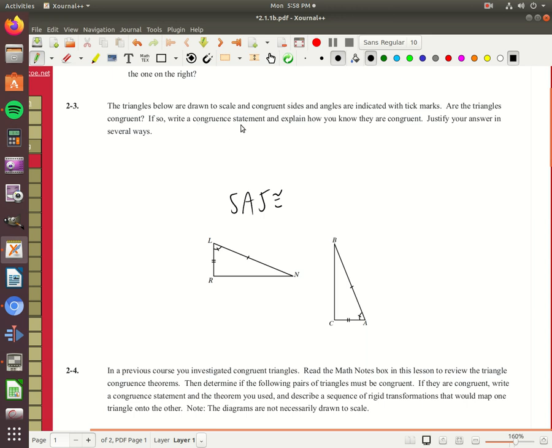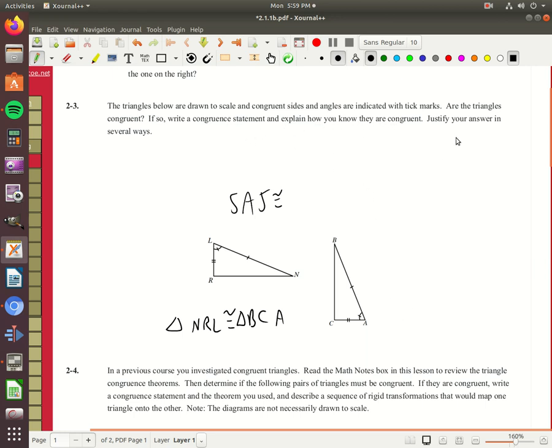Now it tells me to write a triangle congruent statement. So again, it doesn't matter how I start. I'll say NRL just to be a pain. But I know that N is across from 2 ticks, so I'm going to go with B, which is across from 2 ticks. I know that R is across from 1 tick, so I will go with C is across from 1 tick. And L has the arc there, so I will say A there.